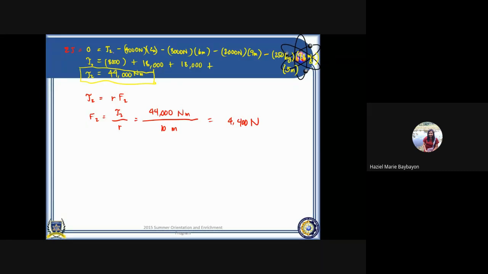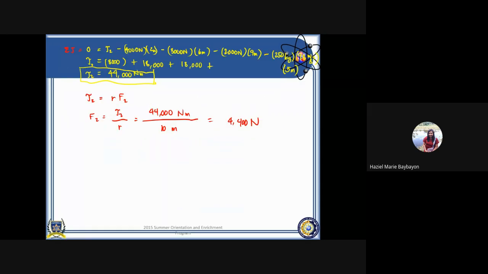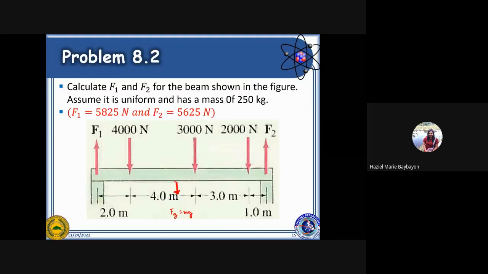You have T sub 2 positive. This is the torque due to force 2. Counterclockwise, positive. And then all the rest will have a negative torque. So you have negative of 400 newtons times 2 meters minus 3,000 newtons times 6 meters minus 2,000 newtons times 9 meters. So asa ganin ni gikan ning mga 2, 6 ug 9. So diri siya gikan, class.